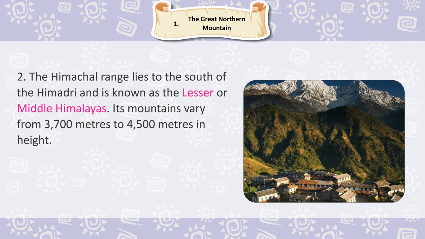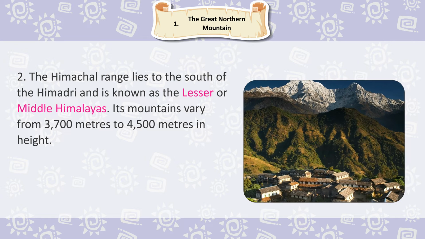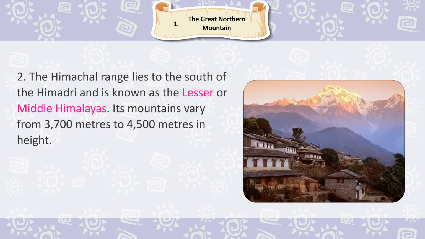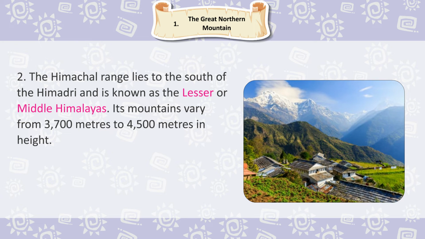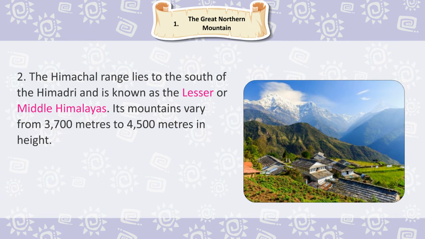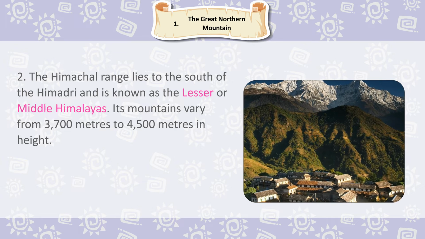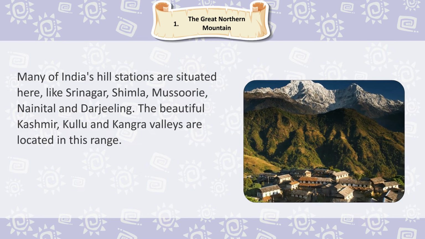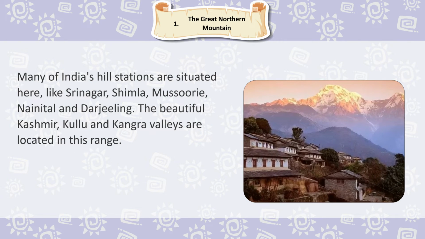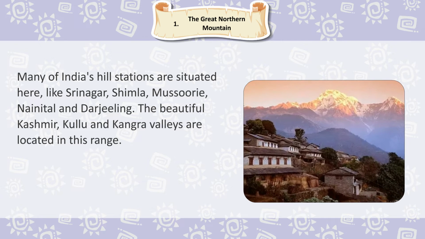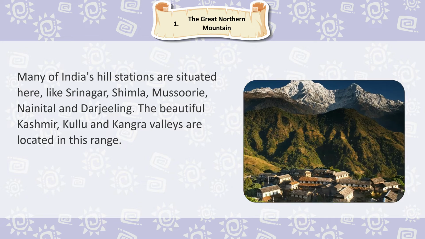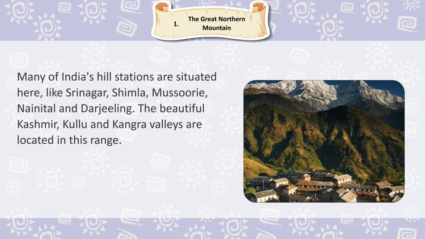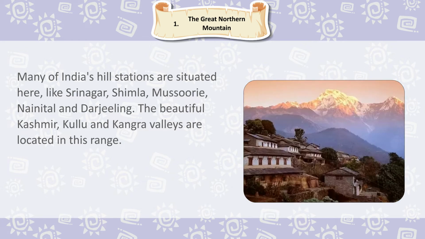2. The Himachal Range lies to the south of the Himadri and is known as the Lesser or Middle Himalayas. Its mountains vary from 3,700 meters to 4,500 meters in height. Many of India's hill stations are situated here, like Srinagar, Shimla, Mussoorie, Nainital, and Darjeeling. The beautiful Kashmir, Kulu, and Kangra valleys are located in this range.